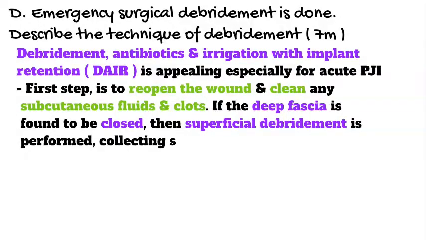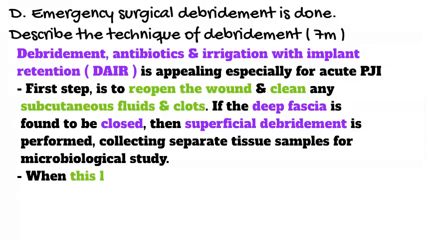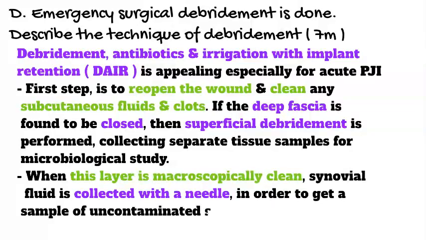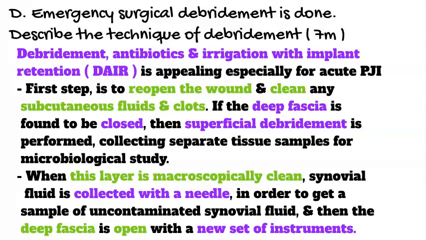If the deep fascia is found to be closed, then superficial debridement is performed, collecting separate tissue samples for microbiological study. When this layer is macroscopically clean, synovial fluid is collected with a needle in order to get a sample of uncontaminated synovial fluid, and then the deep fascia is opened with a new set of instruments.